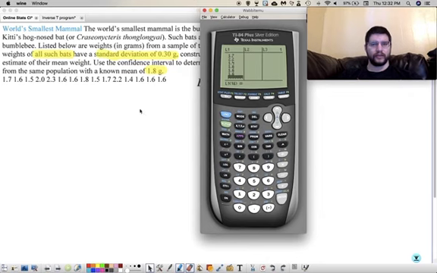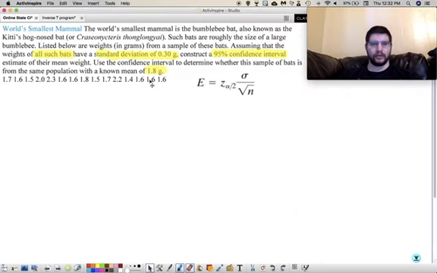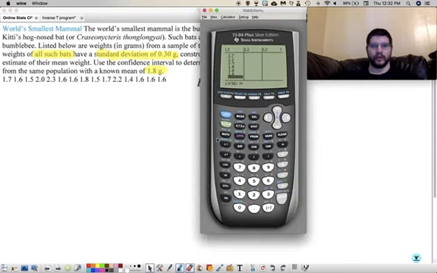Let's see, that's 15 of them. 1, 2, 3, 4, 5, 6, 7, 8, 9, 10, 11, 12, 13, 14, 15. I always like to count and make sure I have the right number of numbers. That way it's less likely that I messed up. Check our conditions. Does it say it's normally distributed? It does not. And n is less than 30. So really what we should do is check and see if this data is normally distributed. Hey, guess what, the TI can do that.